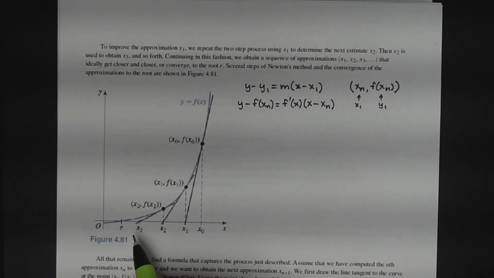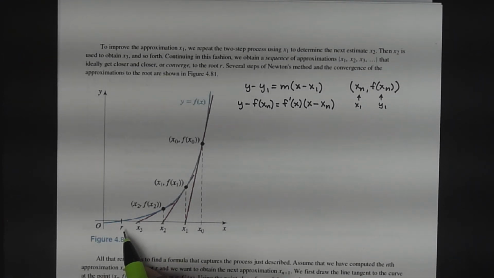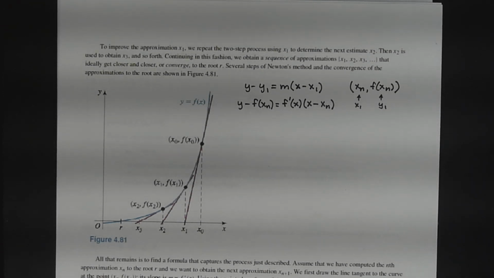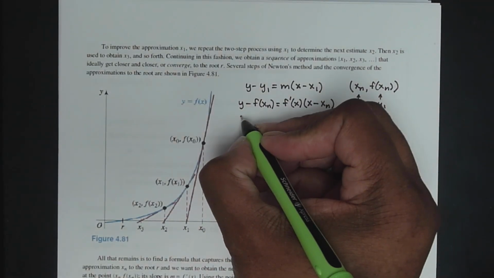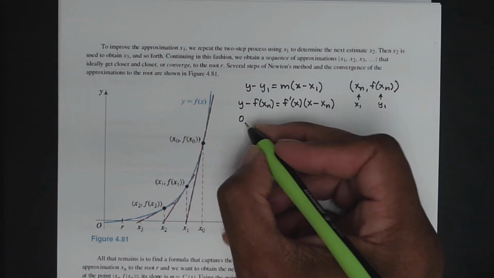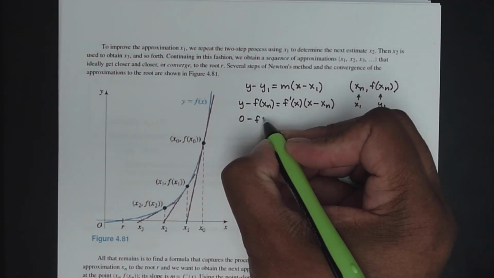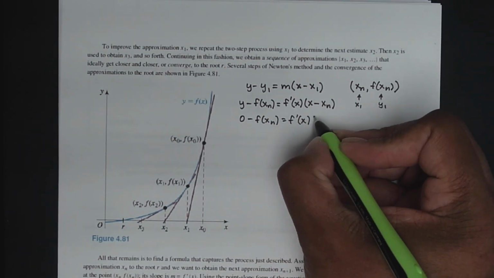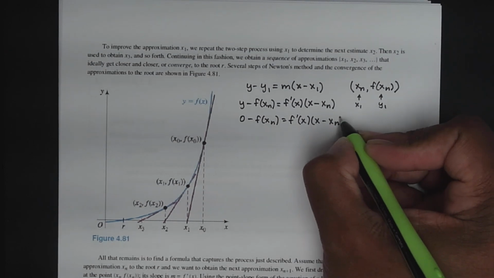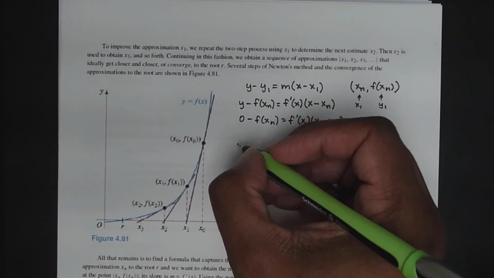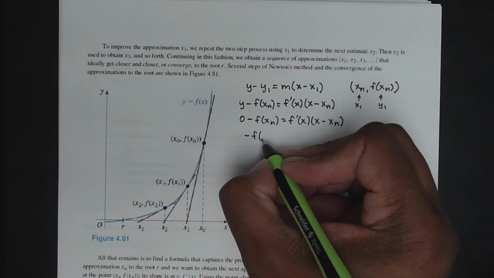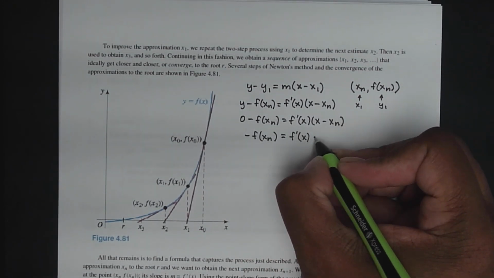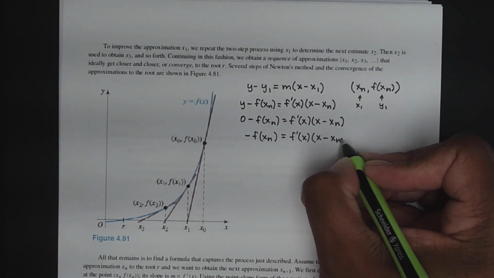And of course, in this case, we're finding the x-intercept. When you're finding the root of a function, you're finding the x-intercept. So that means our y value will have to be equal to 0. So I'm going to replace that y with 0, minus f of x of n equaling f prime of x times x minus x of n. And 0 minus f of x of n will just be negative f of x of n. That's equal to, and I'll just bring down, f prime of x times the quantity x minus x of n.